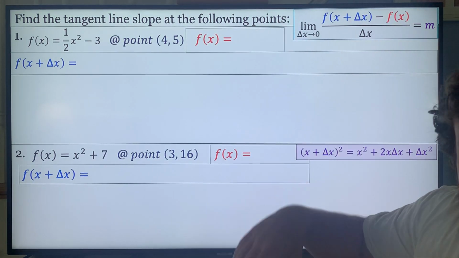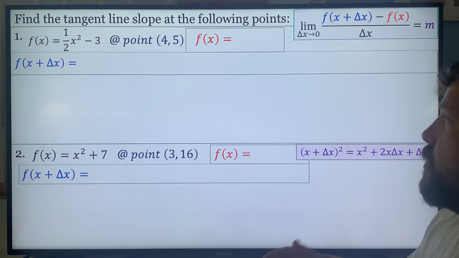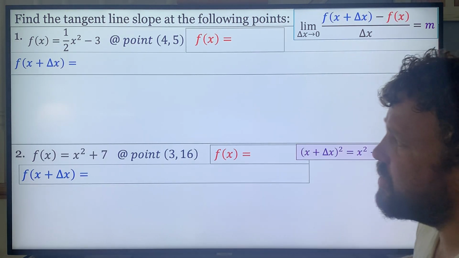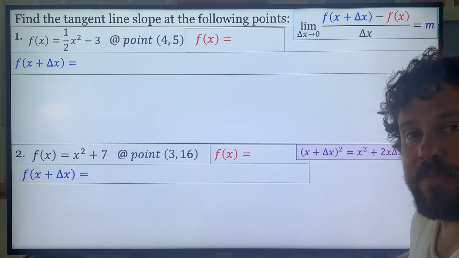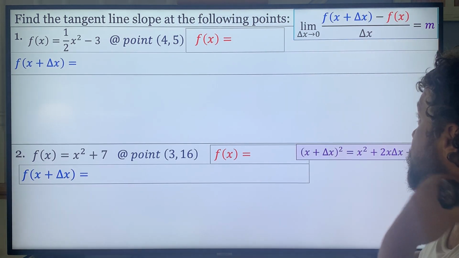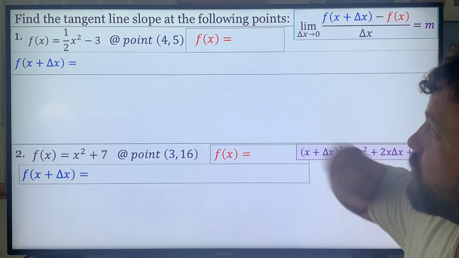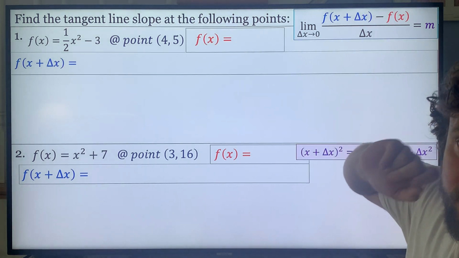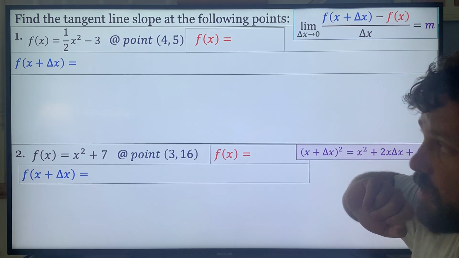Let's start with two questions we did a while ago. This is finding the tangent slope at the following points. First question, f of x equals 1/2 x squared minus 3, at the point (4, 5). First we have to find the equation of the tangent line, and then we can plug in our x value from our point, which is 4, and that will give us the actual tangent line slope at that point.